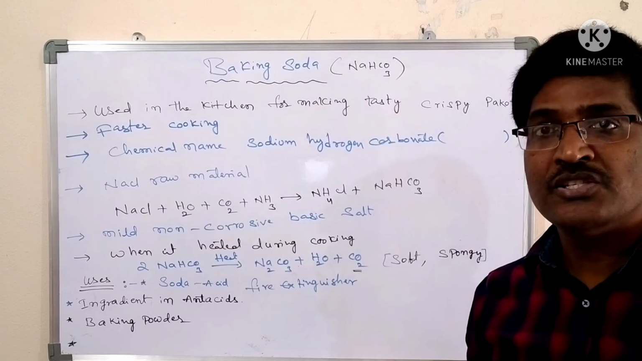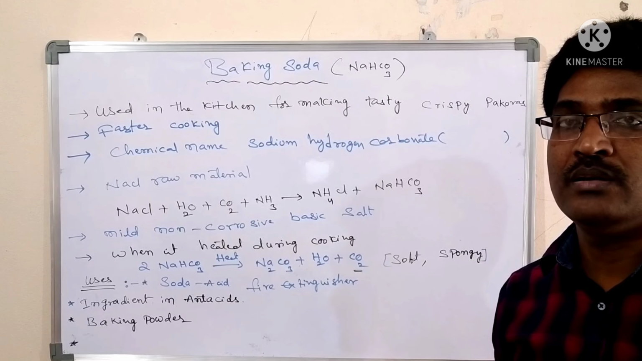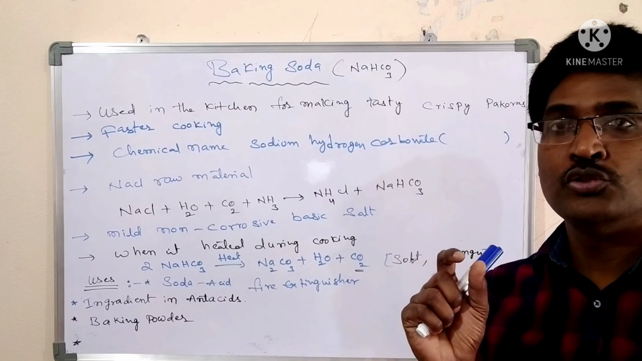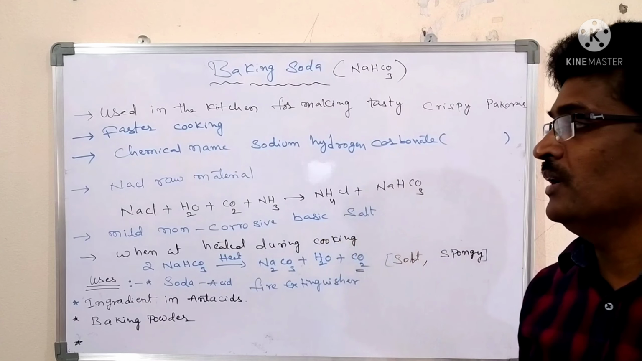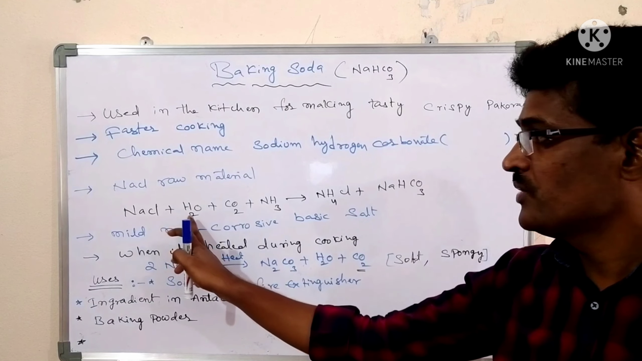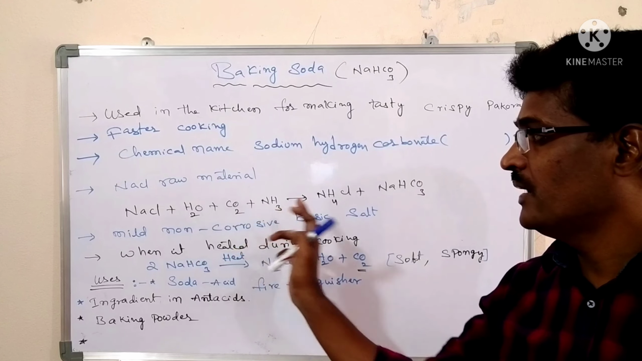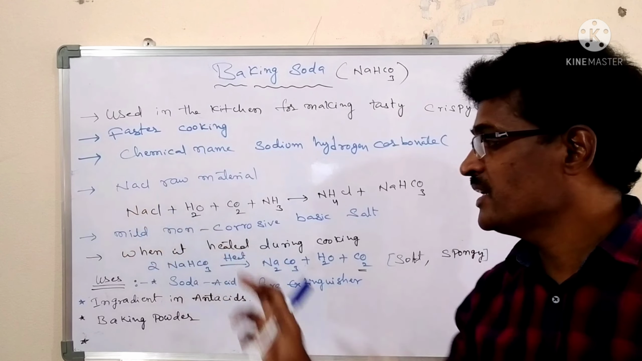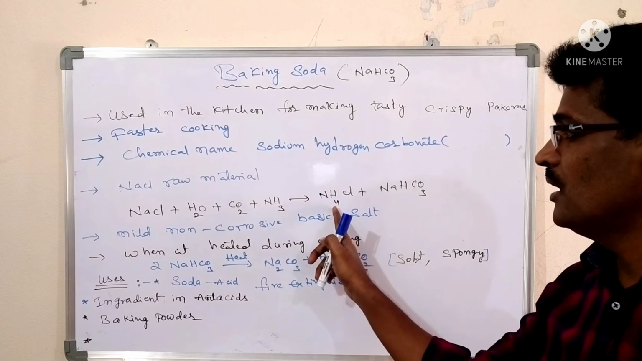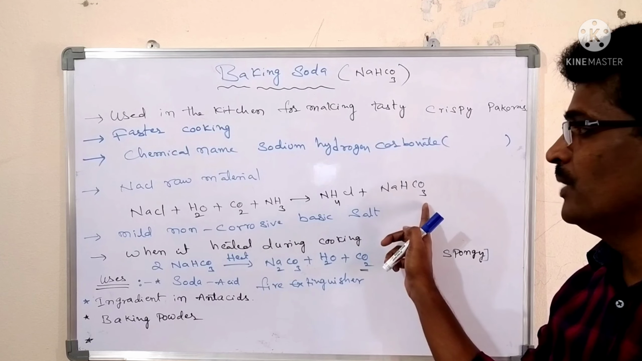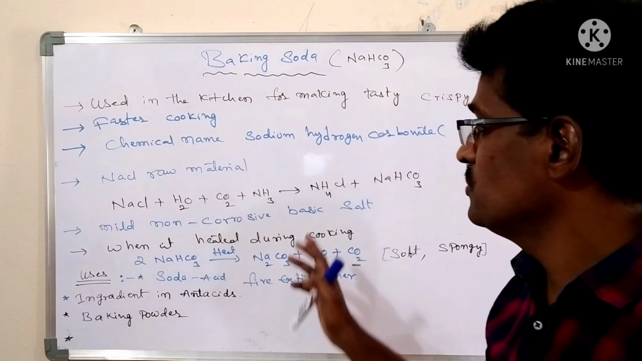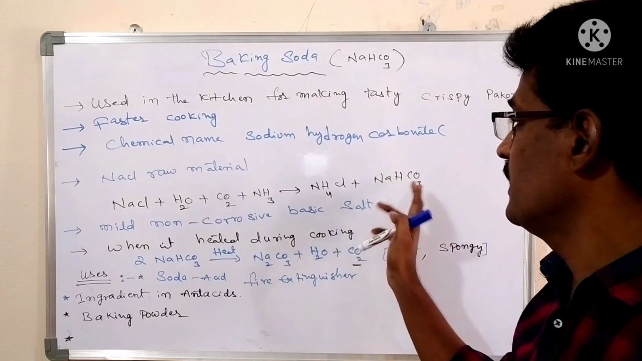Okay, what are the materials required to prepare sodium bicarbonate? Okay, the raw material, as you know earlier, NaCl is the raw material to prepare baking soda. Here you are seeing NaCl is the raw material, and also we are adding water, carbon dioxide, and ammonia. A reaction takes place: NaCl, water, carbon dioxide, and ammonia give ammonium chloride and sodium bicarbonate. Okay, which gives sodium chloride and sodium hydrogen carbonate.